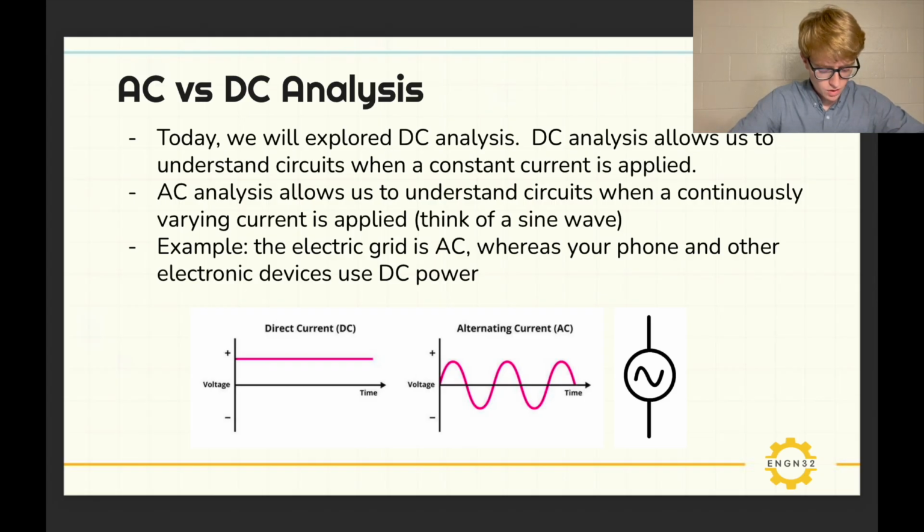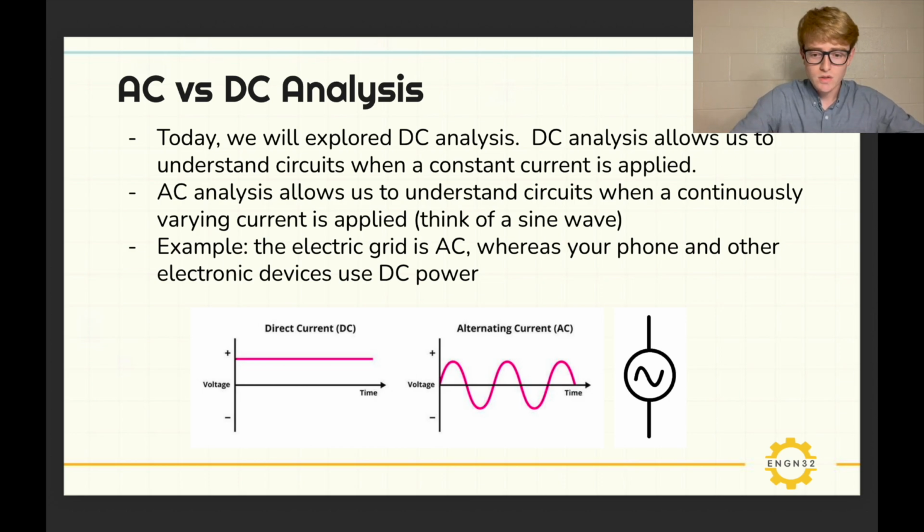So, okay, this is our first bit of content here that I'm going to go through rather quickly. This is just introducing what AC versus DC analysis is. Today, like I said, we'll mainly talk about DC analysis, but broadly we're actually going to do time domain analysis as well. DC analysis is the most simple type of analysis. It lets us understand what a circuit does when a constant current is applied. So DC, direct current, right? If I have a constant input, what does my circuit do?